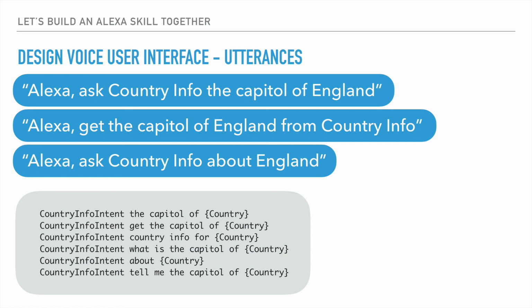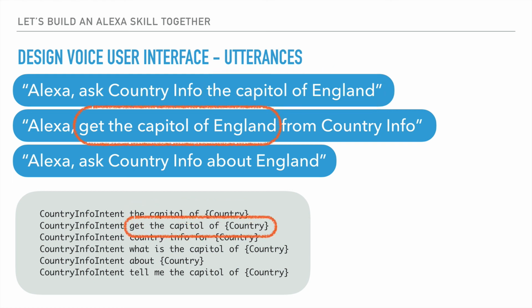Now, to design the voice user interface, the first step is to think of the utterances. What are the things people will say in order to use your skill? In my estimation, people are going to say, Alexa, ask country info for the capital of England. Or Alexa, get the capital of England from country info. These, again, are mapped to utterances. So in the first case, the capital of England is the utterance, the sample phrase. And you can see it highlighted below.